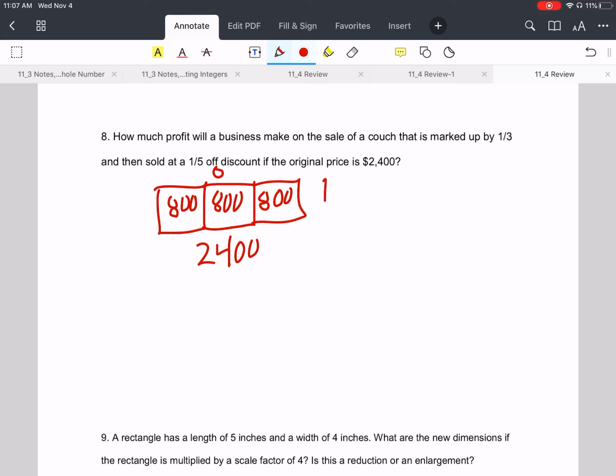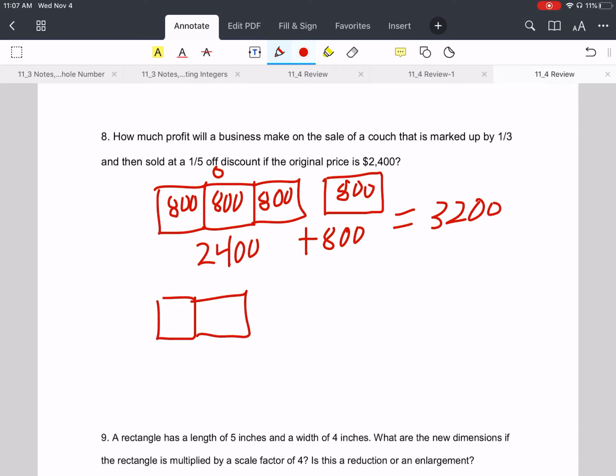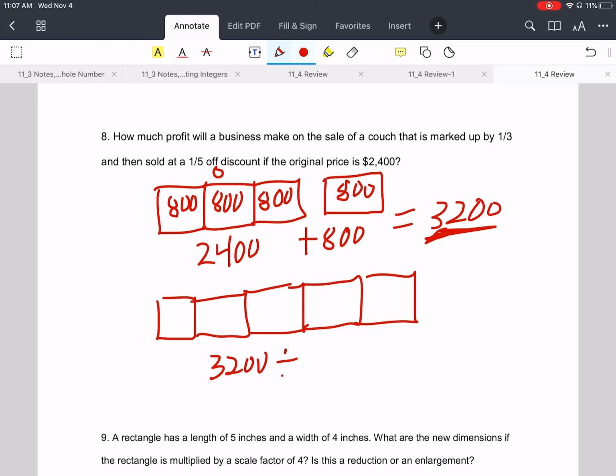When we mark the price up by 1/3, it means we're adding $800 to get a price of $3,200. So the price has gone up, but now it's going to go down. So now we're giving a 1/5 off discount. So we have 5 boxes, and we're going to split up the $3,200, right, from here, divided by 5 to get $640 per box.